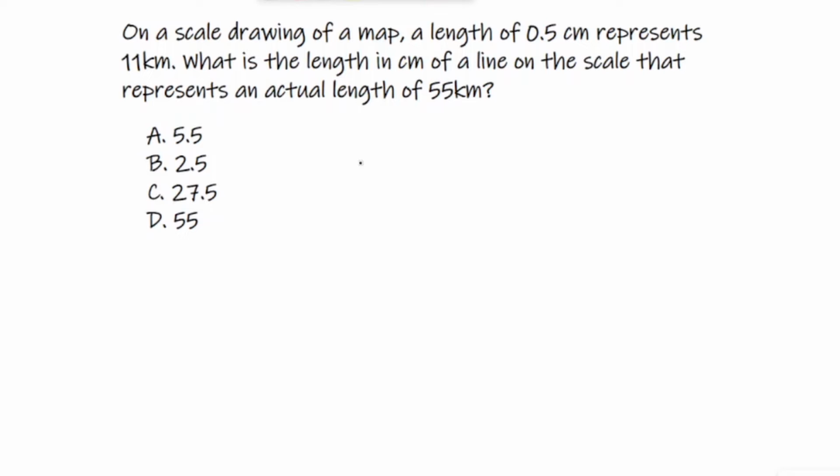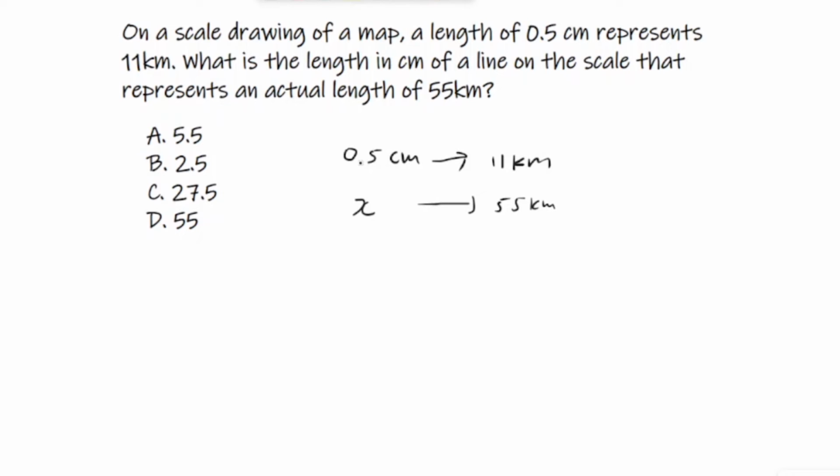On a scale drawing of a map, a length of 0.5 centimeter represents 11 kilometers. We have to figure out what is the length in centimeters of a line on the scale that represents an actual length of 55 kilometers. So 55 kilometers, and we have this as x. How do we solve this?